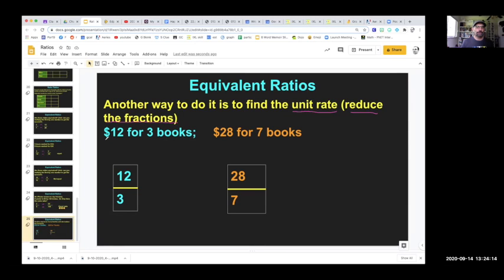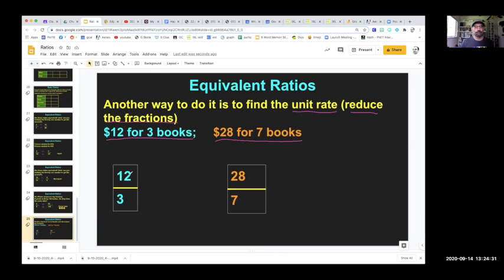So we have the first one here, which is $12 for 3 books. Then you have $28 for 7 books. By the way, this problem is directly from your homework, so pay attention and you'll get this problem right on your homework. So let's just reduce it.